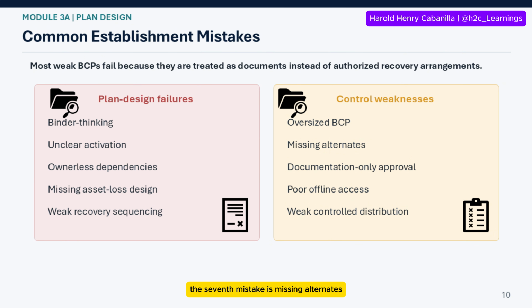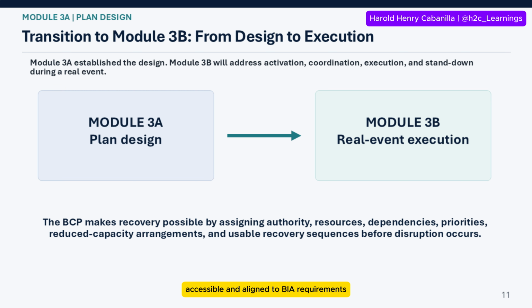The seventh mistake is missing alternates for key authorities or dependency owners. The eighth mistake is documentation-only approval, where completion is mistaken for readiness. The ninth mistake is poor offline access or weak controlled distribution. A plan that cannot be accessed or that is uncontrolled when distributed creates additional risk. These mistakes have one common theme. They confuse documentation with readiness. A strong BCP is not just written, it is authorized, owned, structured, controlled, accessible, and aligned to BIA requirements.